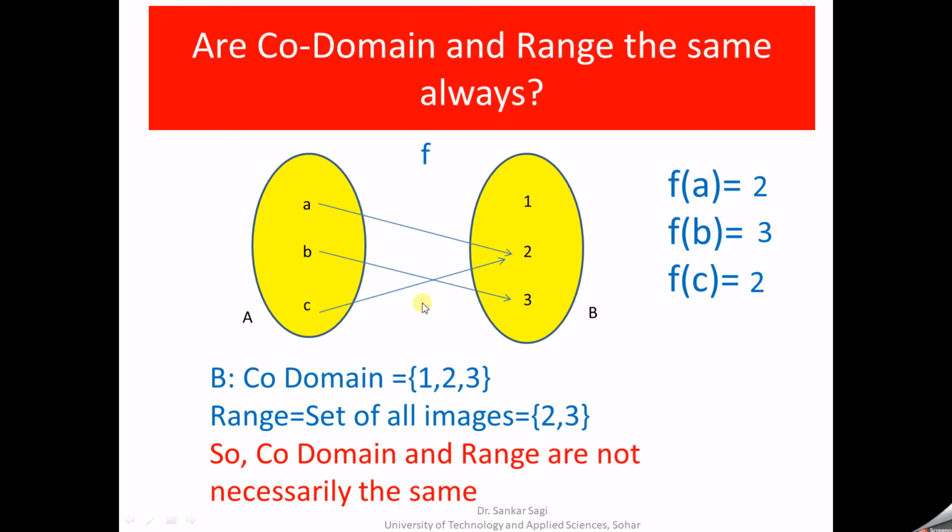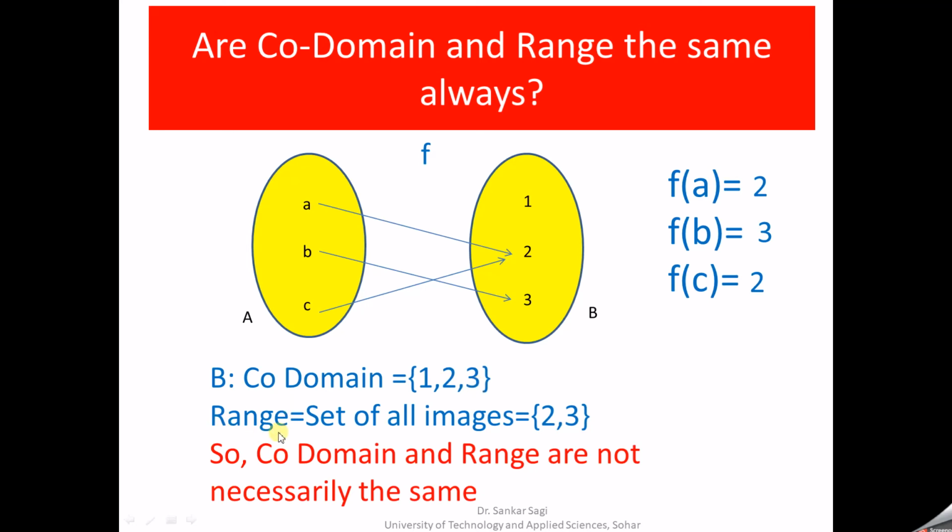Therefore, for this example, f is a function, and if we see the domain and codomain, the domain of this function is {A, B, C}, and the codomain is the second set. The second set is the set containing 1, 2, 3.